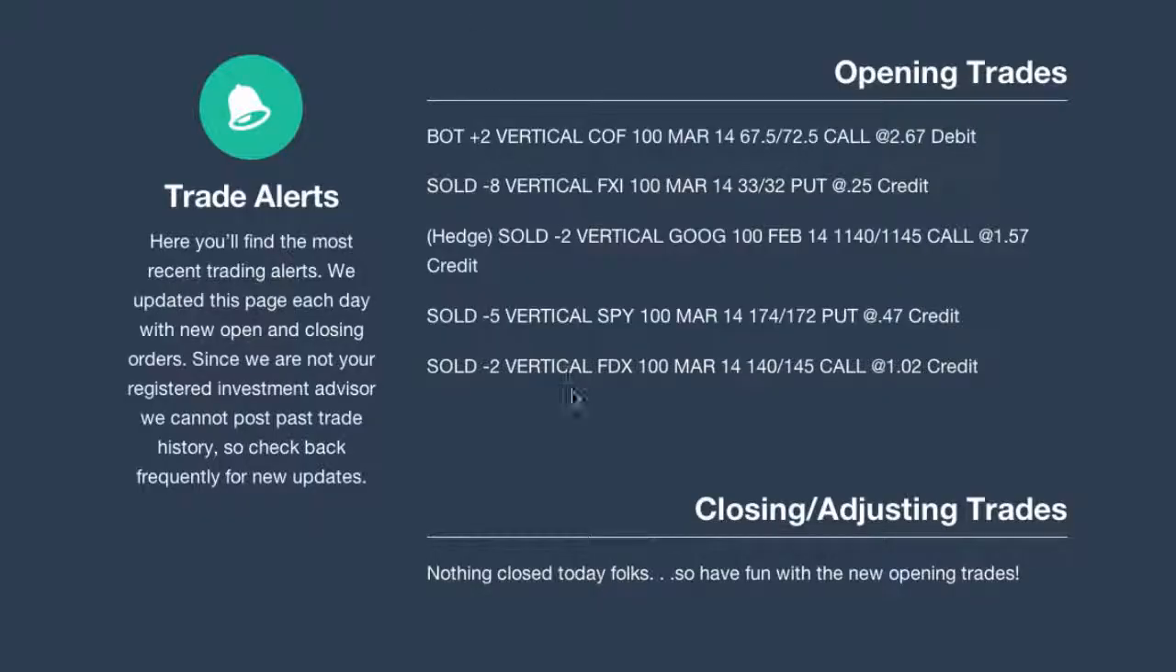All right, the last one that we'll go over before we get back to Google is FTX. And so you can see on FTX, we sold the March 140, 145 call spread for $1.02. Here's the idea with this one. Again, taking advantage of implied volatility. So we're still selling vertical spreads at this point.